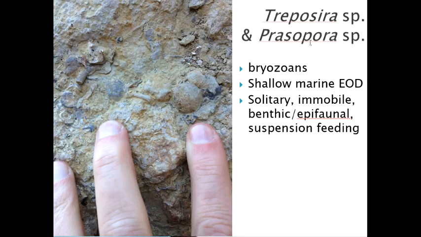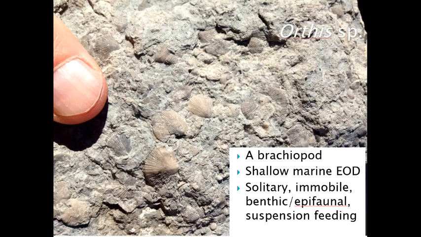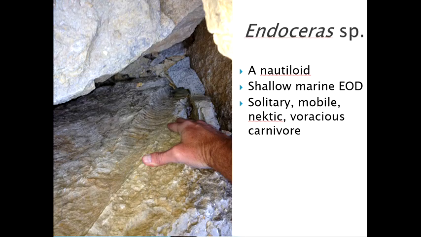Here's another one, Trepospira and Prasopora. These are bryozoans. Again, shallow marine, solitary, immobile, benthic, epifaunal, suspension feeding, all those things that we just learned about in the paleoecology context. Orthis is a brachiopod. We talked about those as being around at the very start of the Cambrian. Here they are still thriving in the Ordovician.